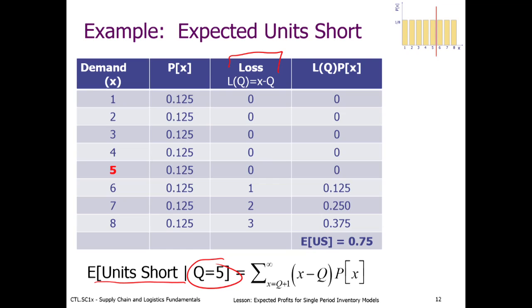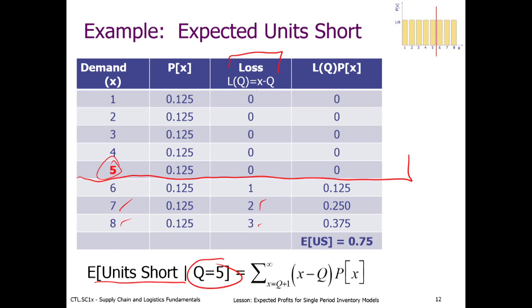So my loss is going to be 0 up until I hit 6 units of demand. Why? Well, if I have 5 units of inventory hanging out, and I have a demand of 3, will I be short any? No. I have enough to cover it, so I won't have any loss. However, if I have 5 on hand, and 6 units of demand come in, then I'm going to be short 1. So my loss function is going to be 6 minus 5, or 1. If 7 units of demand comes in, my loss function is going to be 7 minus 5, or 2. 8 units of demand comes in, 8 minus 5 is 3.